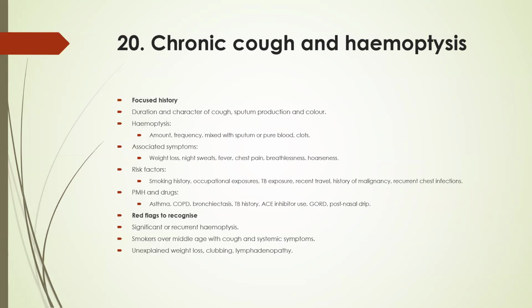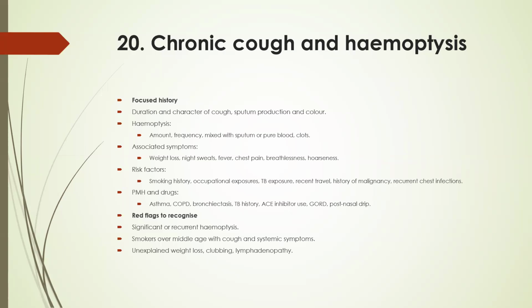Chronic cough and hemoptysis, doctor, is one of the most favorite again. There are many possible differentials: asthma, COPD, bronchiectasis, TB history, ACE inhibitor usage, GERD, post-nasal drip, and so on, doctor. This is a Friday market where you talk about many things, but you can be concise.